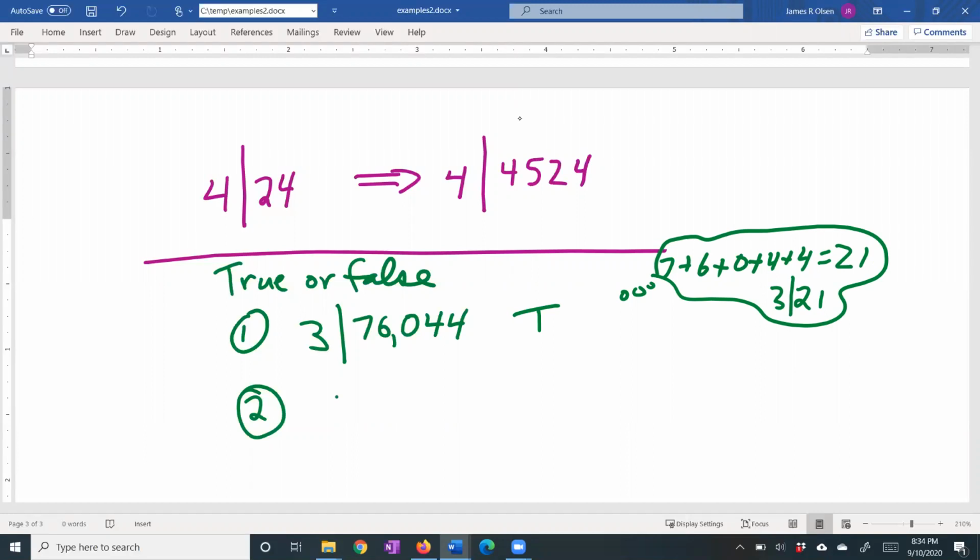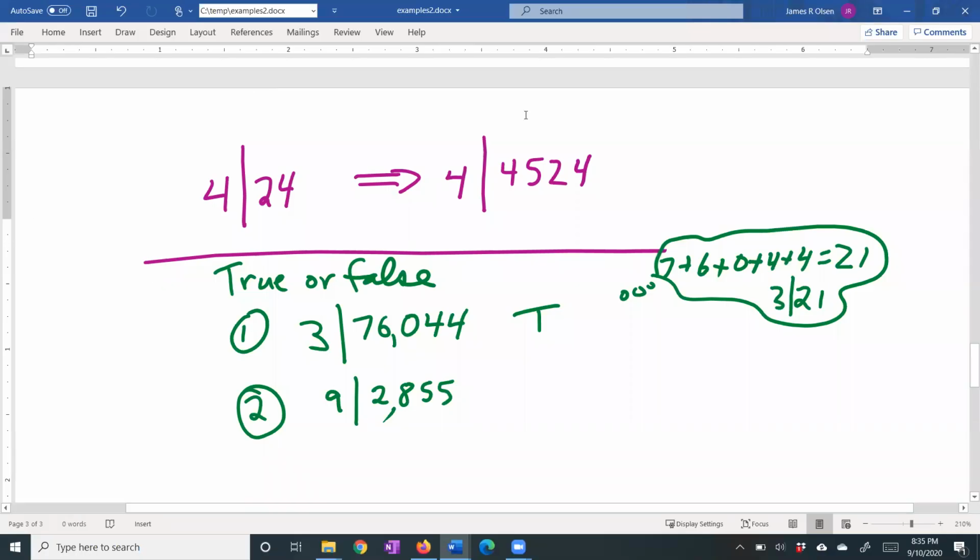Let's take a look at the next example. Let's say we have 9 divides 2,855. Pause the video and determine if that's true or false. This is false, because if we add up the digits 2, 8, 5, and 5, we get 20. 9 does not divide 20. Therefore, 9 does not divide the whole thing. This is false. Let's return to our handout.